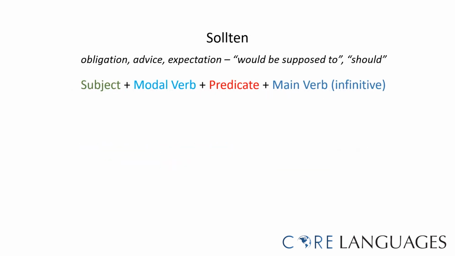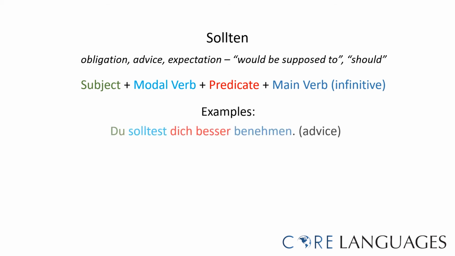Sollten is the Konjunktiv 2 conjugated version of sollen, to be supposed to or should. Sollten means would be supposed to or should, and it is used to express an obligation, give someone advice, or express an expectation. For example, zum Beispiel, du solltest dich besser benehmen. You should behave better. Ich sollte die Katze füttern. I should feed the cat, or I would be supposed to feed the cat.